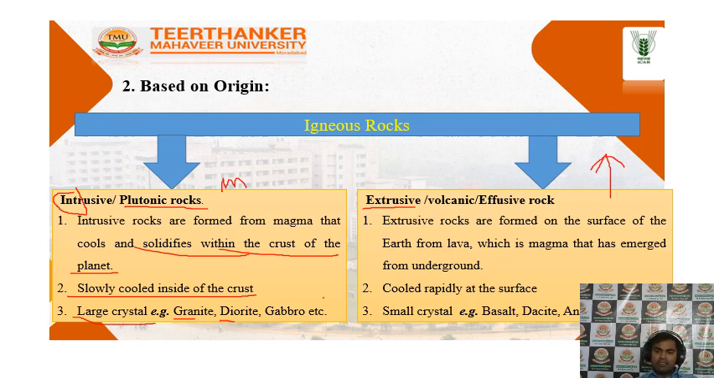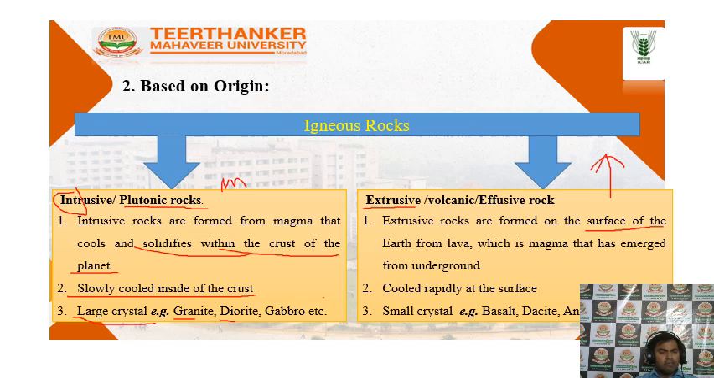And extrusive rocks come above the surface of the earth from the lava, which is magma that has come above the earth's surface. That is why these rocks are now exposed to the open environment.